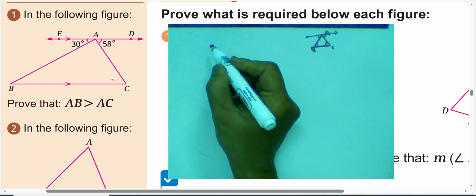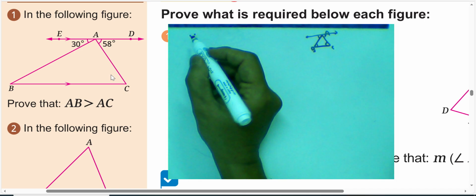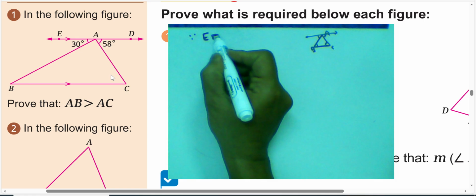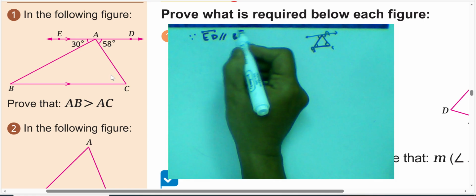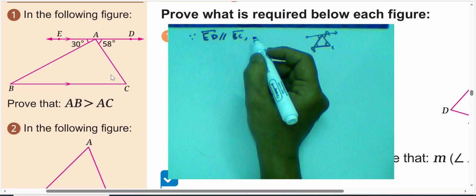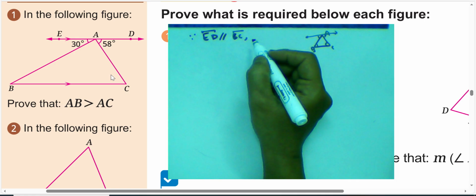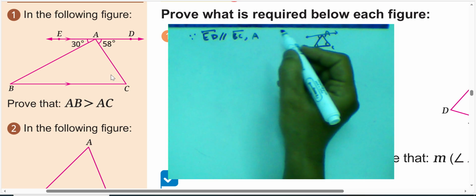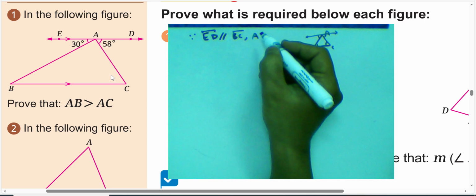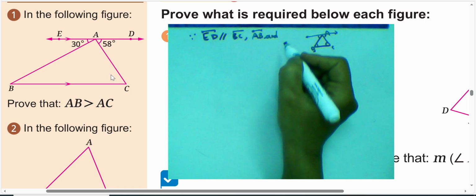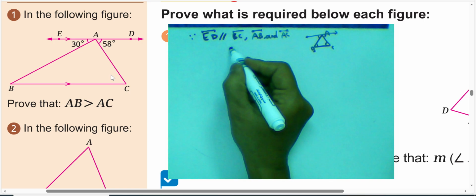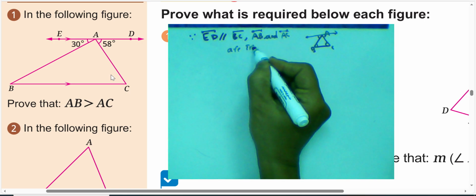In the first step here, we can write that AD is parallel to BC, and we have AB and AC as transversals of them. We have two transversals, AB and AC. Straight line AB and AC are transversals.